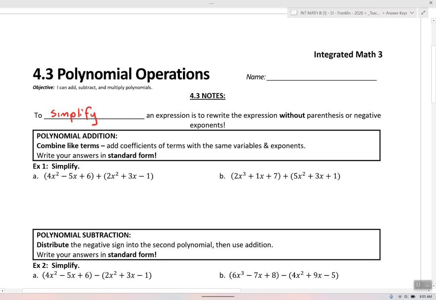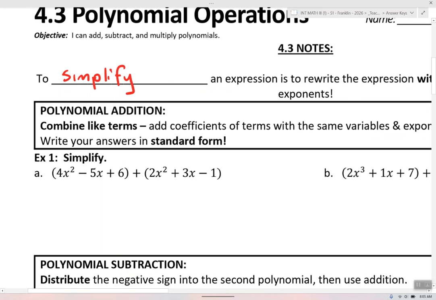an expression is to rewrite the expression without parentheses or negative exponents. I'm not sure if we'll have any negative exponents in these notes, but just in case. So you want to get things in simplest terms. So first, let's look at polynomial addition. This is essentially just combining like terms. Add the coefficients of terms that have the same variables with the same exponents. We want to make sure our answers end up in standard form as well.